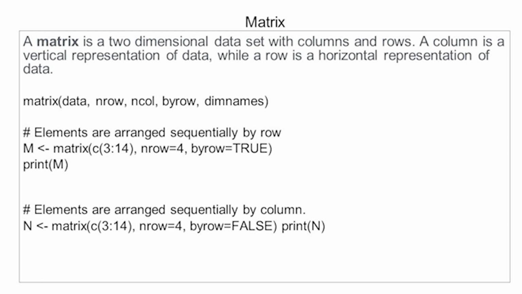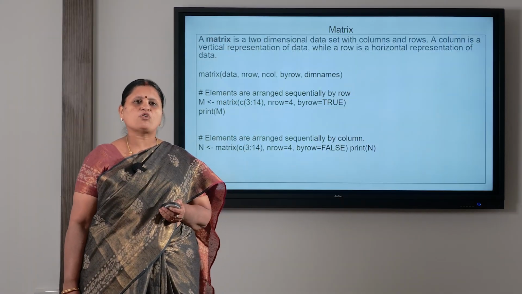All those things we have as attributes as options while creating the matrix. In a matrix, suppose we want to arrange according to the row-wise combination, or I want to arrange sequentially according to column-wise. For all those things we have options.